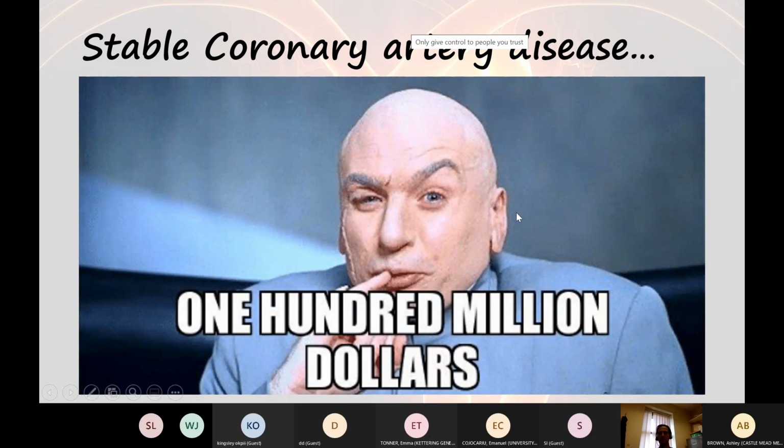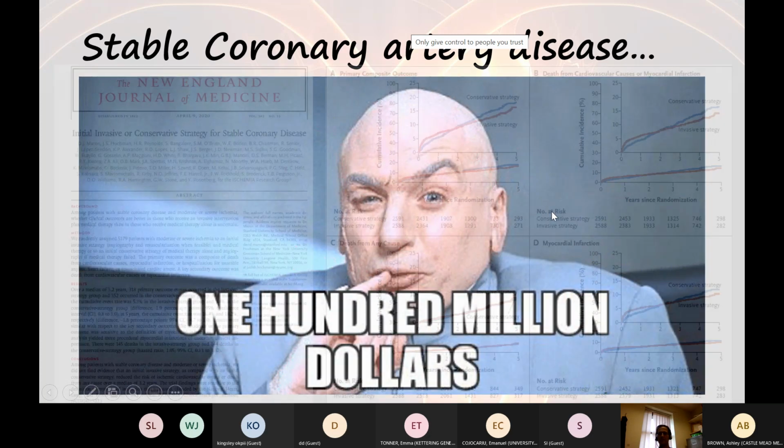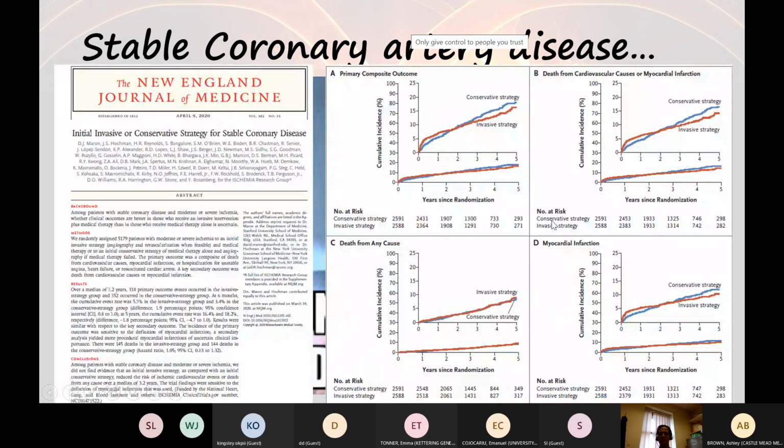And this trial was very expensive, cost $100 million to run. And there are others, there's BARI 2D and COURAGE, that show the same thing. And they show that there is no prognostic benefit to having an invasive versus a conservative strategy. So these patients don't necessarily need to have intervention.